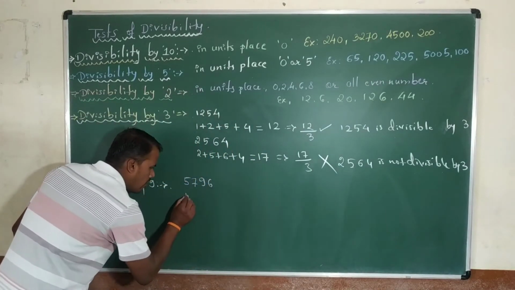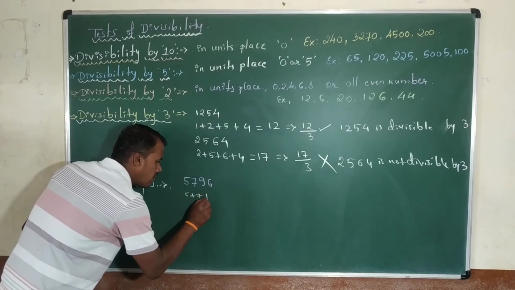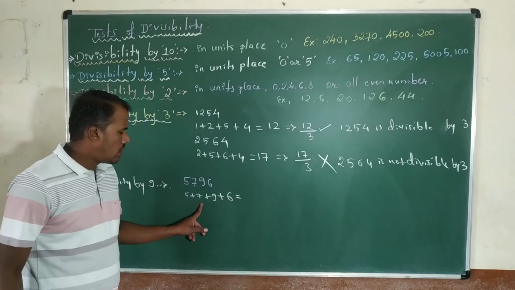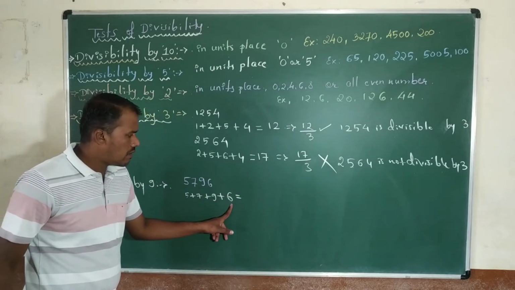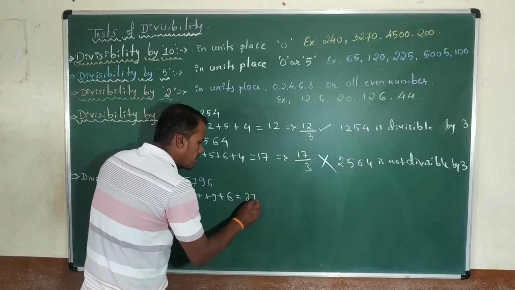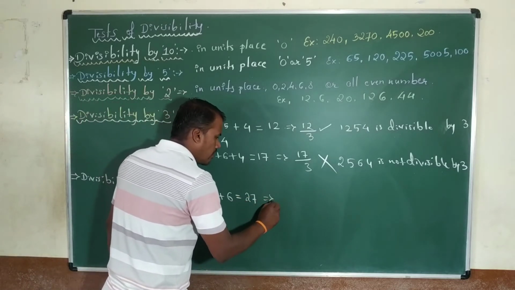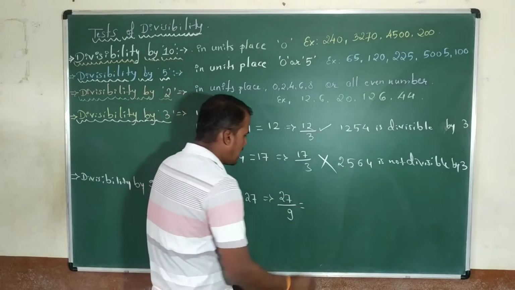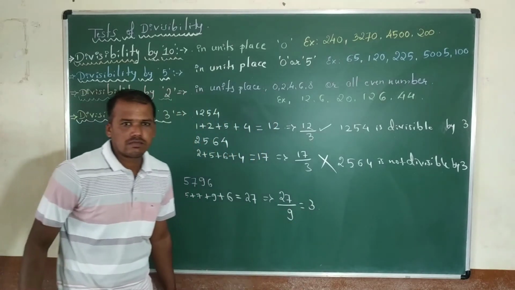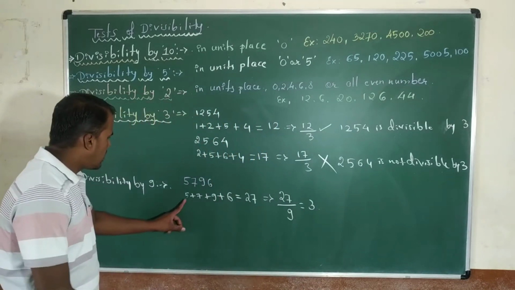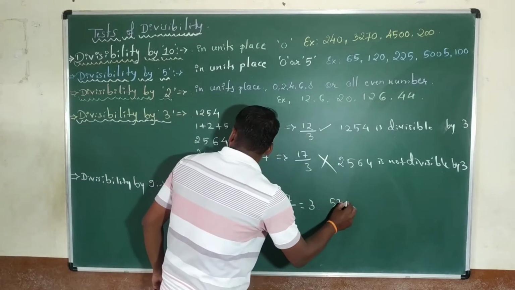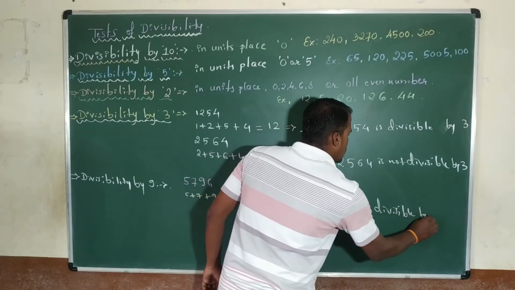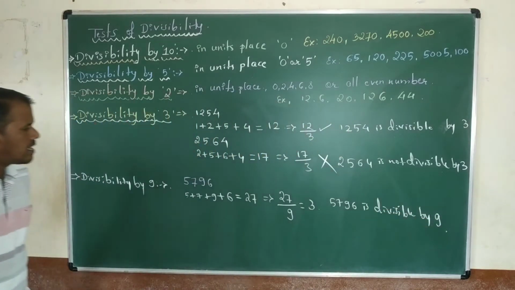First observe here, 5 plus 7 plus 9 plus 6 is equal to 5 plus 7 is 12, 12 plus 9 is 21, 21 plus 6 is 27. Now 27 divided by 9 is possible. You get the value 3 with no remainder. So 5,796 is divisible by 9.